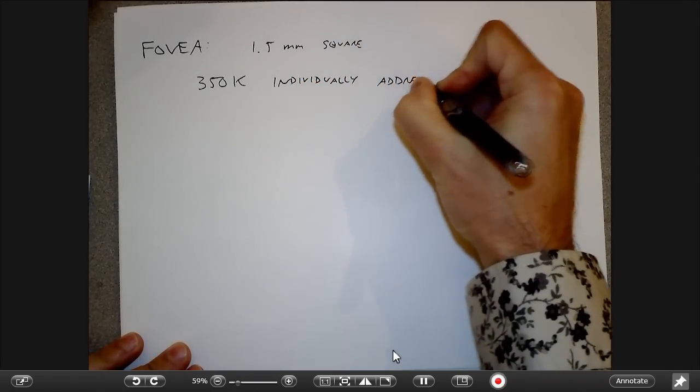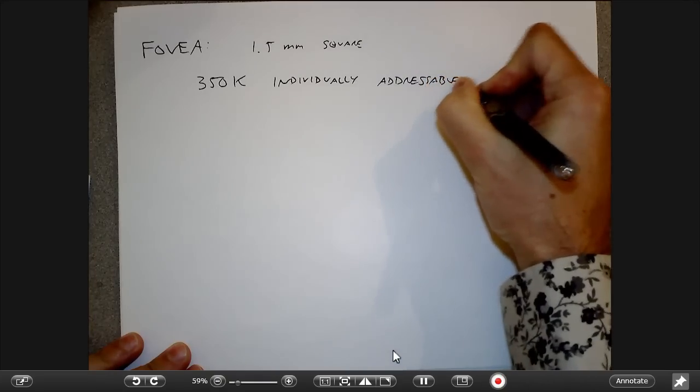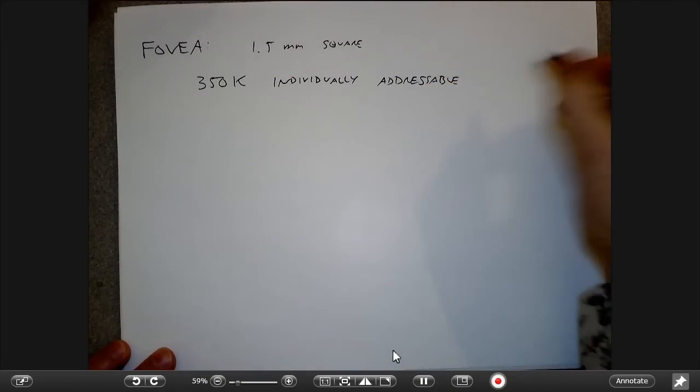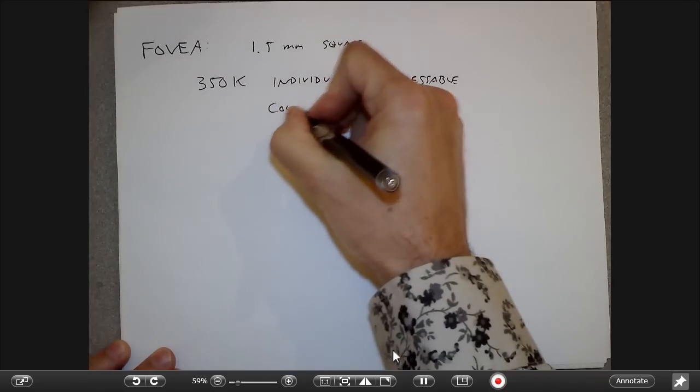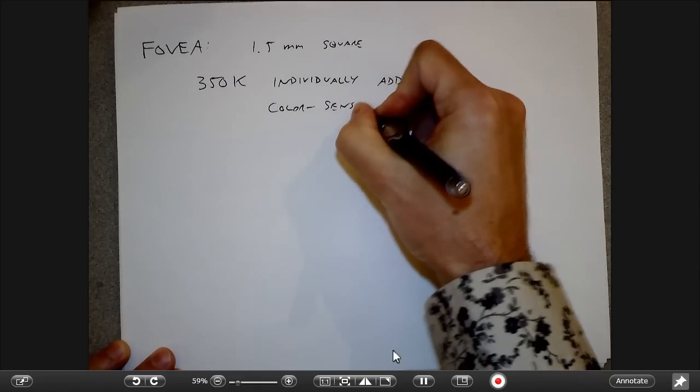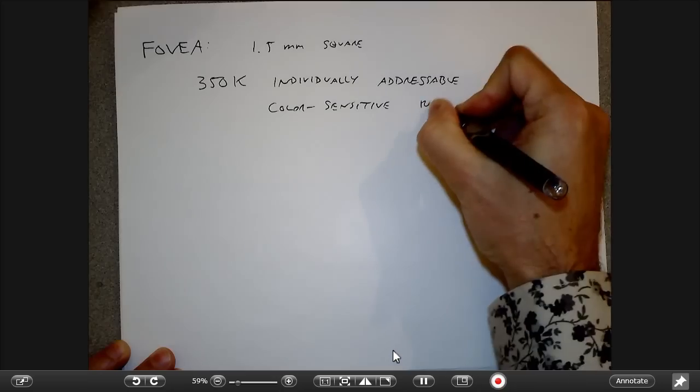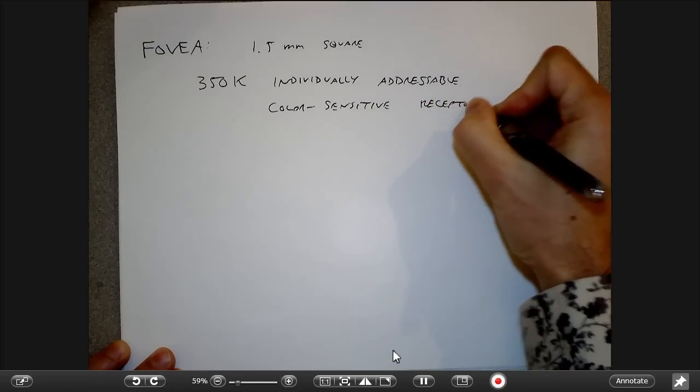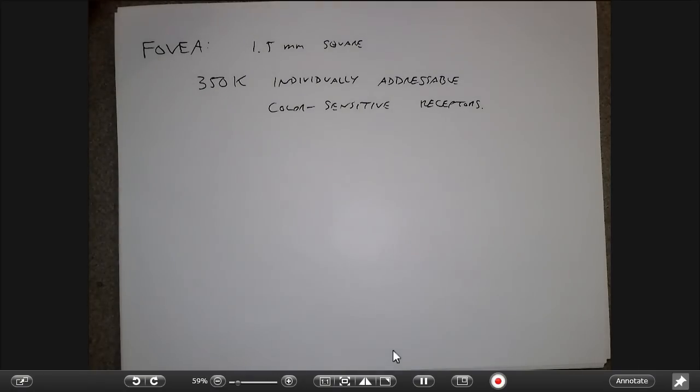it would be wrong to call them pixels. Let's just call them color-sensitive receptors. Right? So that means that all that visual information is packed into 350,000 pixels in your eye. And that number of pixels is much, much lower than even the crappiest digital camera that you can find these days, right?